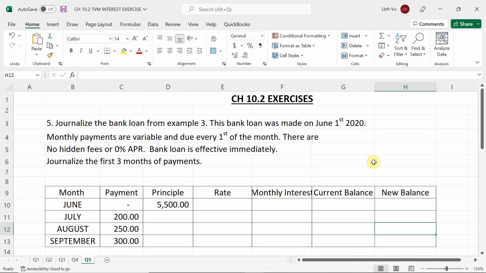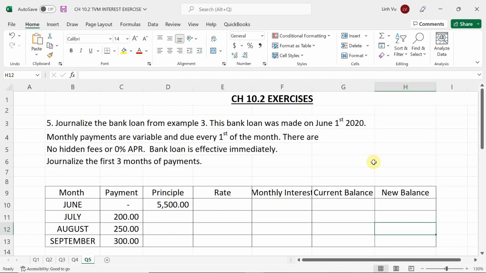And of course, this bank loan was made on June 1st of 2020. And of course, monthly payments are variable, right? Because again, when you are the person who's borrowing the loan, are you required to pay the minimum? No, you can choose to pay more or above it. So that's why the payments are variable, but I'll show you how it affects your actual payment, your principal, right? And of course, it's due every first of the month.